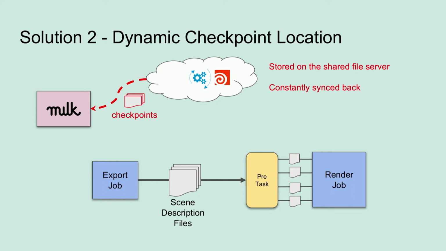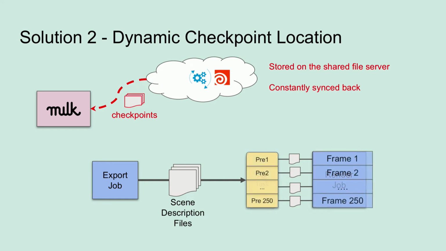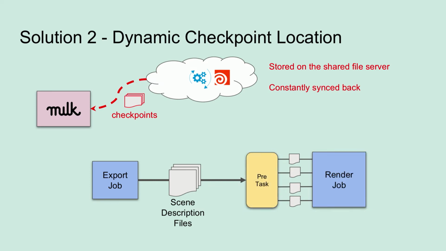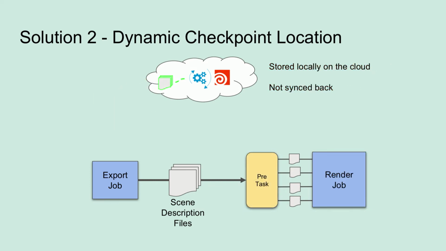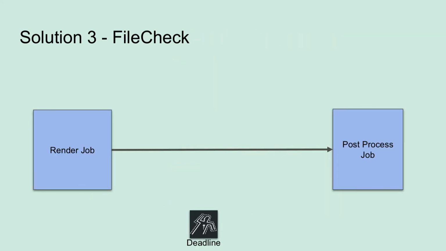And what this pre-task script is doing is basically editing the scene description file. And if the job is running in the cloud, it's dynamically changing the checkpoint location. So if the job is running on-prem, then we have the same behavior as before. But if it's running in the cloud, then we can redirect the checkpoint to be stored locally and not synced back.